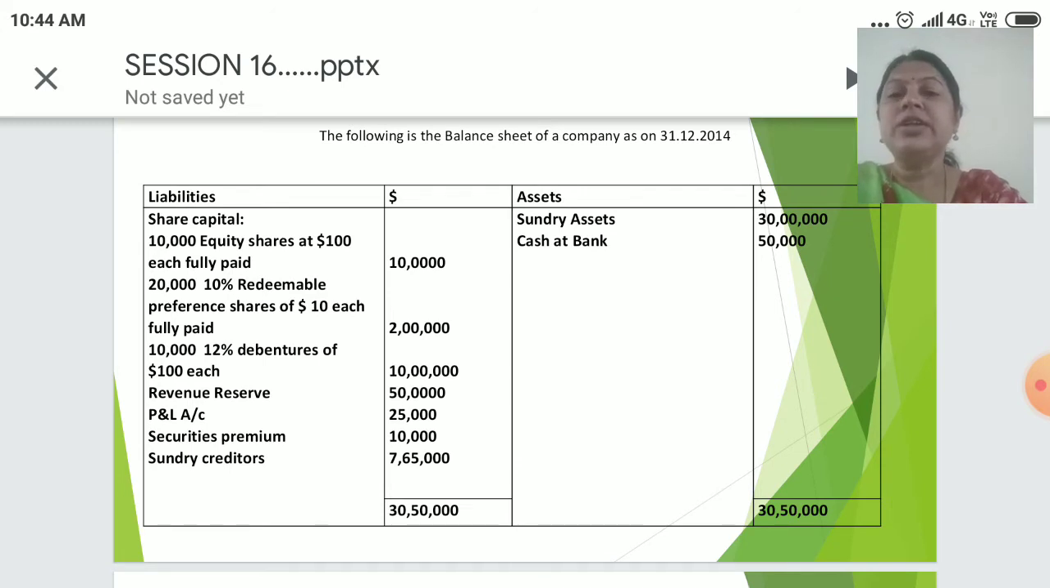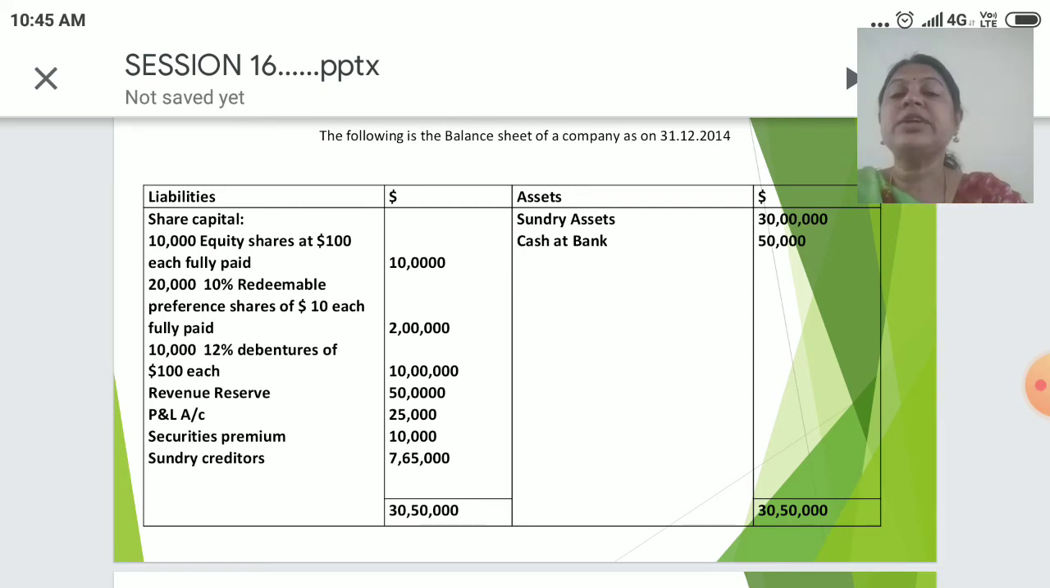Let's have the balance sheet in front of us. Have a look at the liabilities and assets. In the liabilities, we have 10,000 equity shares at the rate of 100 each fully paid. And then you also have 20,000 preference shares, 2 lakh, 10 lakh, and then you have another 10,000, 12% debenture holders at the rate of 100 each. That would be 10 lakhs, and general reserve 50,000, profit and loss account 25,000, sundry creditors 7 lakh 65,000.